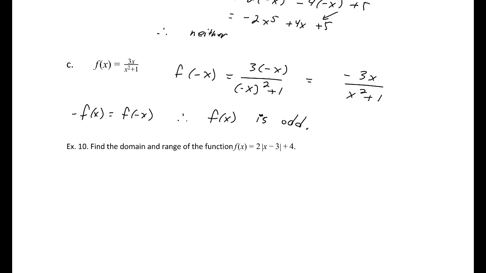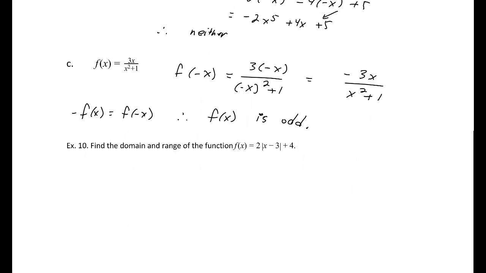Last question, find the domain and range of the function. Now, this is an absolute value function. And it is, in fact, shifted to the right 3 and up 4. So the graph of this is to the right 3, up 4. Its vertex is right here. And it is opening up because we have a positive a value.